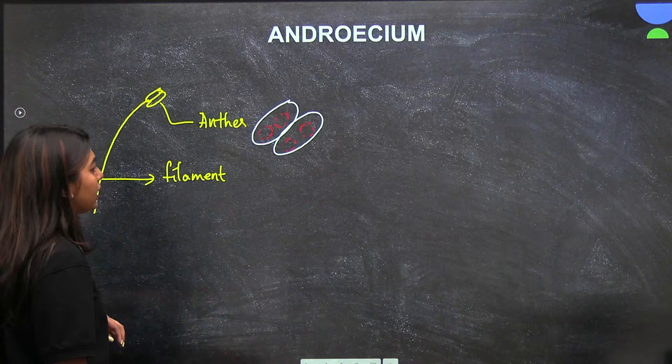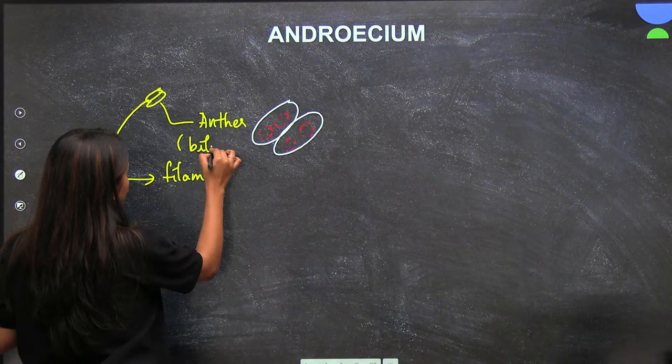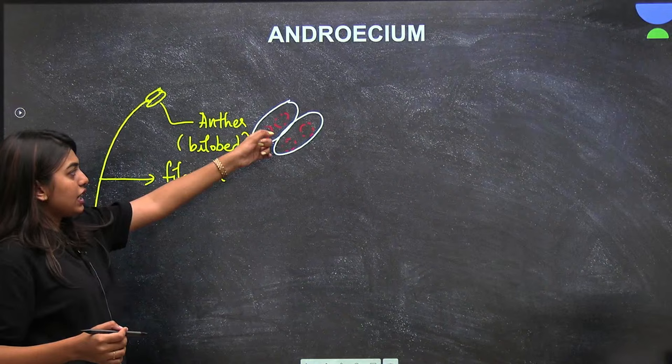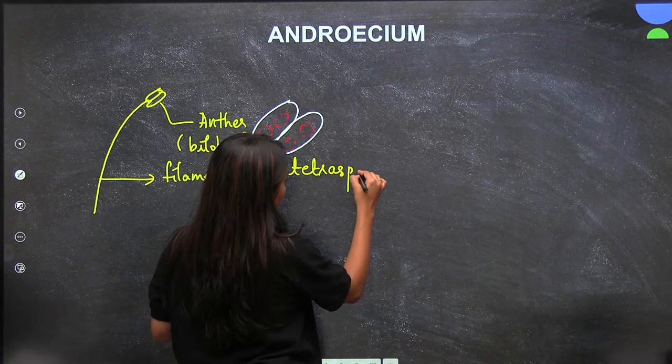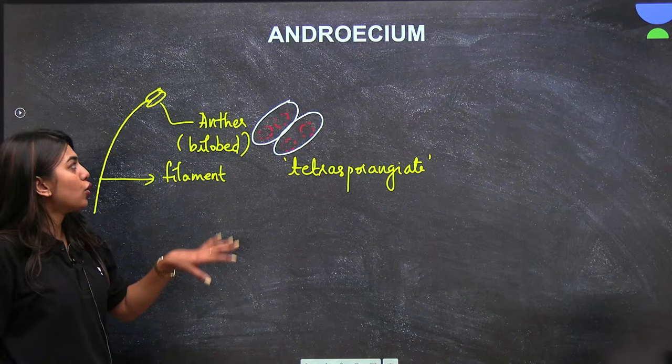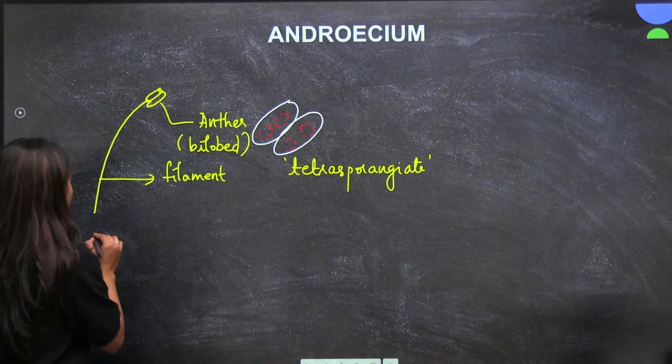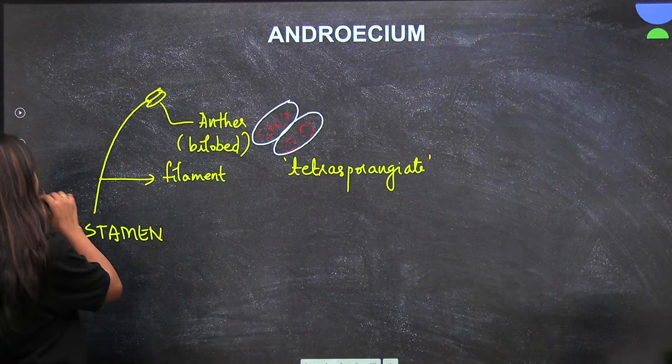Microspores, right? The anthers are bilobed. This you would have studied in your sexual reproduction in plants. Bilobed, and each lobe will have two spores, so two microspores. I can call it tetrasporangiate. Clear? So, androecium is the whorl, and the single unit in androecium is called your stamen. And stamen has two parts, that is your filament and your anther. Clear to all of you? This and all is basics, right?